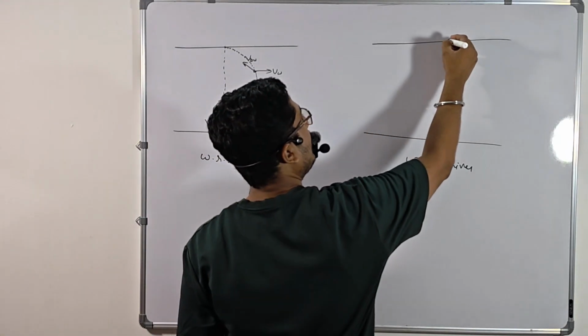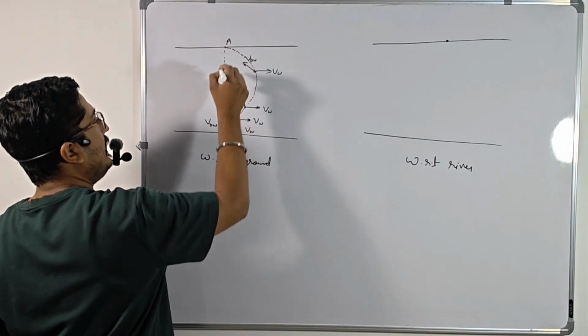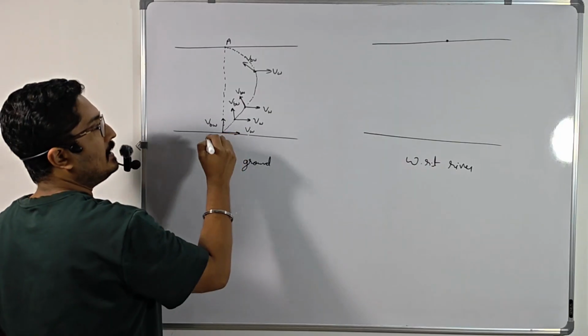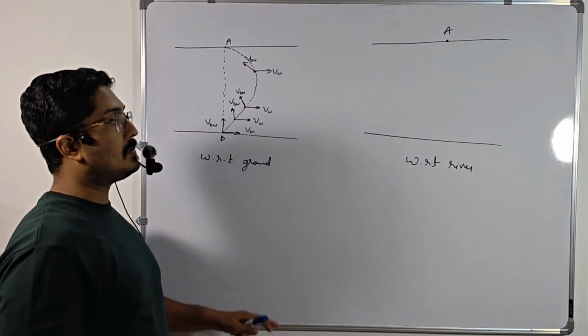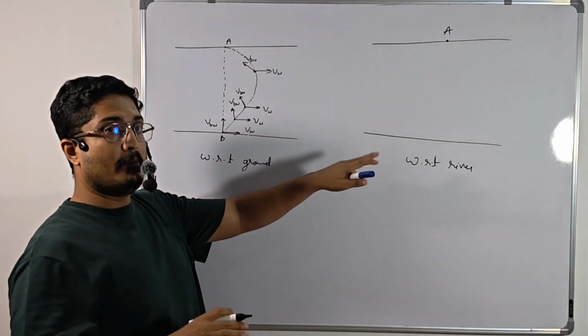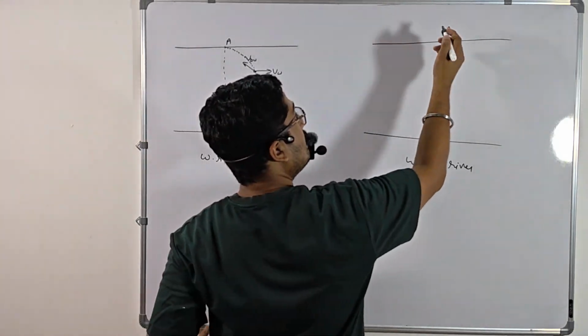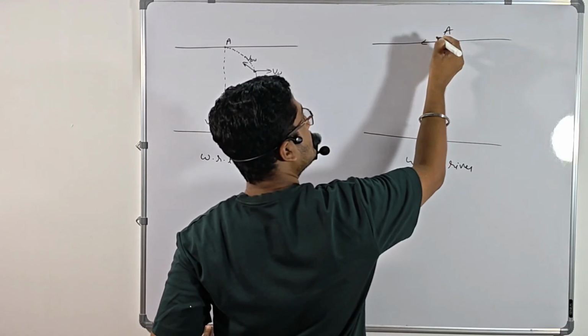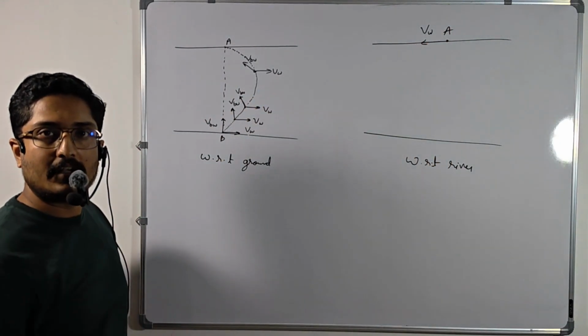That means the point A, or this point which I'm calling as the bank, let us call it by the name A, and this let us call it B. So the point A, which normally is stationary with respect to ground, but if you imagine yourself as an observer with respect to river, then this point A would be moving in this direction with the velocity of the water, correct?